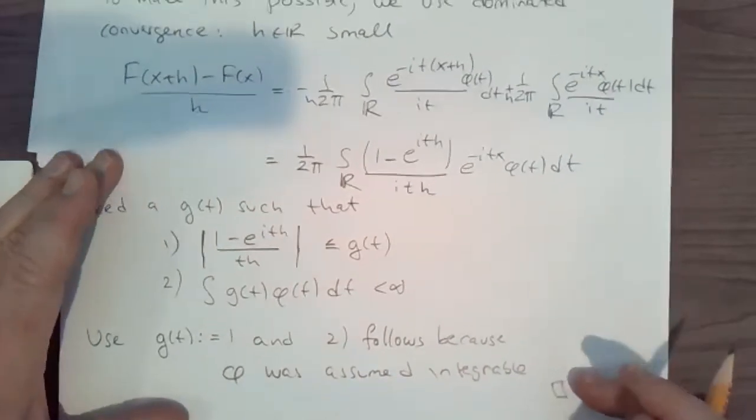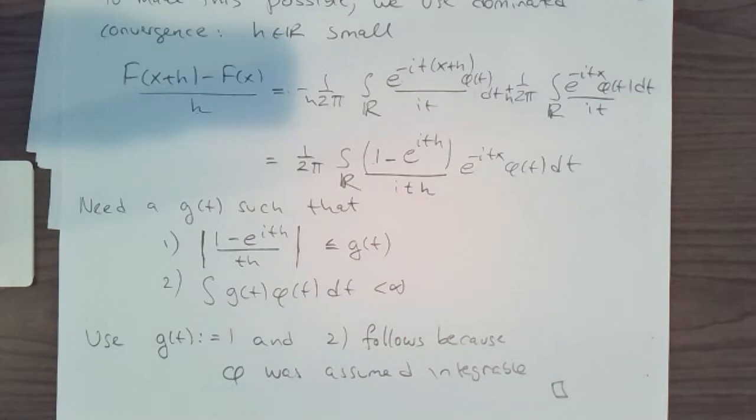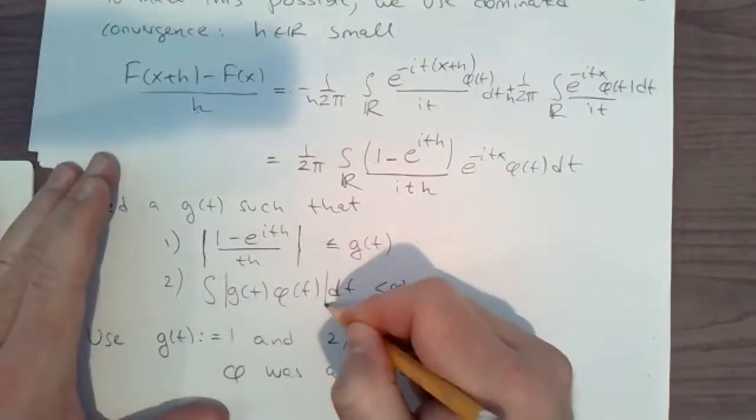So that's the proof. We'll still be able to do the first one without that assumption, but we will not be able to get the second part to work without this assumption that phi is integrable.